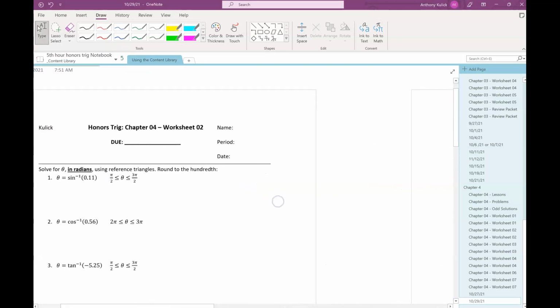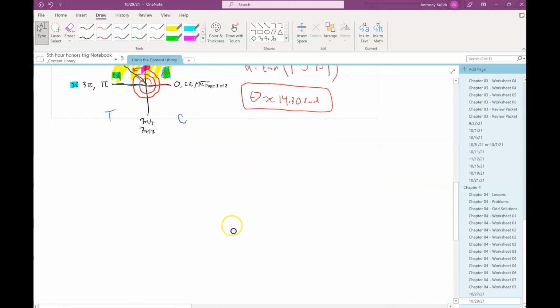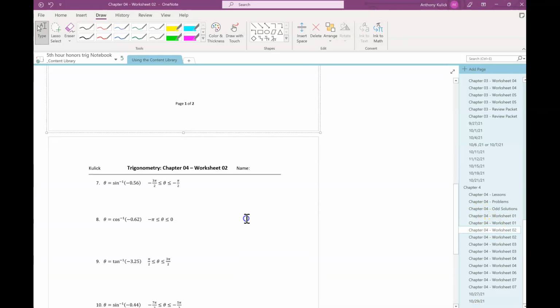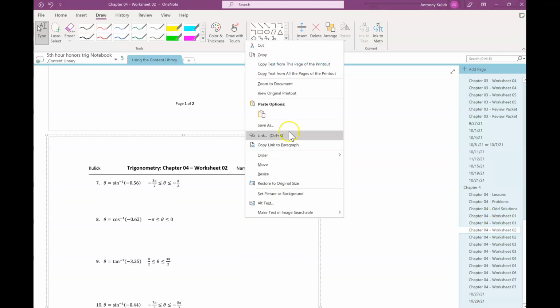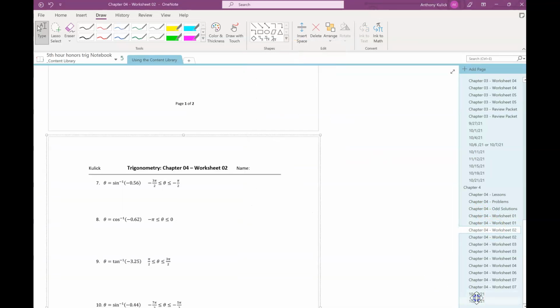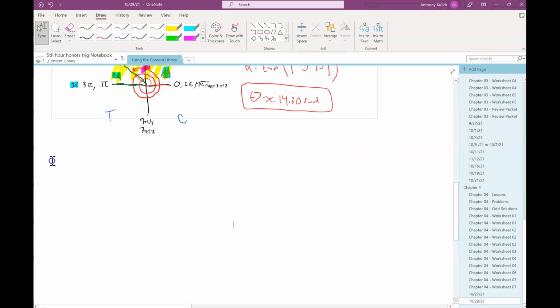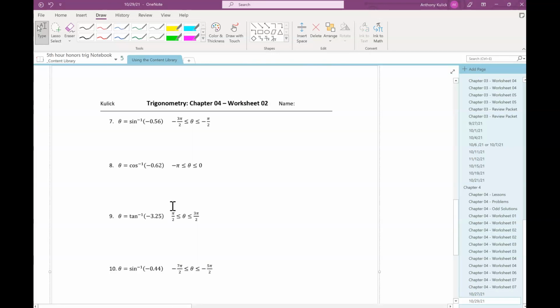Let's see, worksheet 2. I thought I grabbed both pages. Apparently, I don't know. I felt better, so I'm going to blame it on just being a bit under the weather.